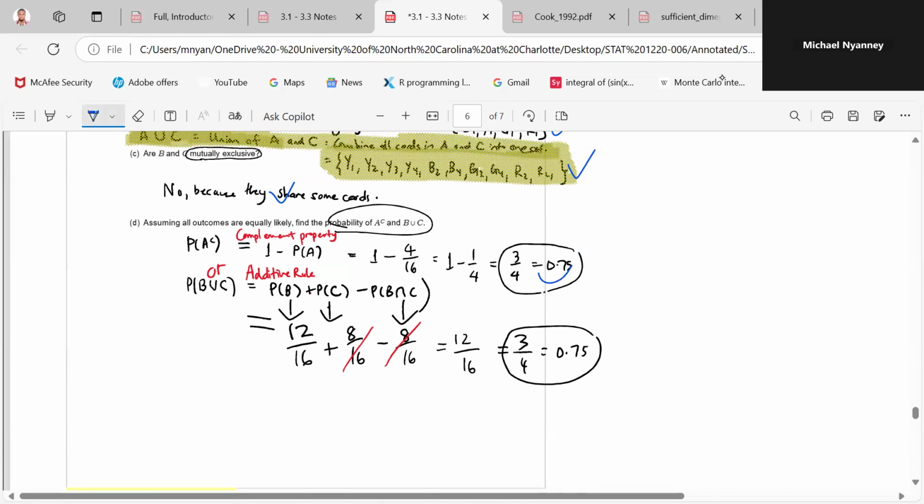And we have to find the probability of B union C. We apply the additive rule: the probability of B plus probability of C minus their intersection. Probability of B, we have 12 elements in it, that is 12 over 16, plus probability of C, we have 8 elements, so 8 over 16, minus the intersection. And you get this answer.